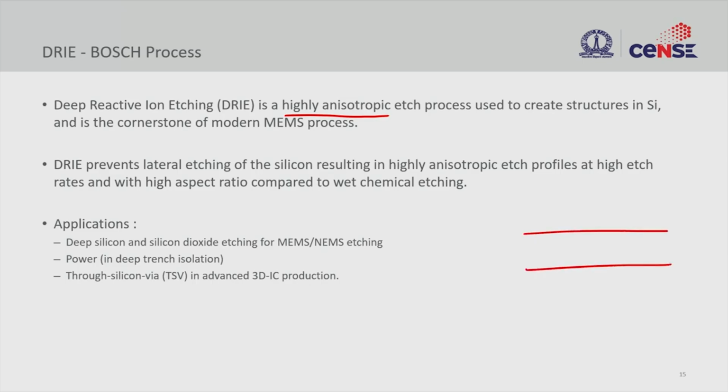to etch through silicon wafers, for example. A silicon wafer can be anywhere between 500 to 750 micrometers. So you want to etch through this whole layer. You want to remove silicon throughout this layer. How do we do that?